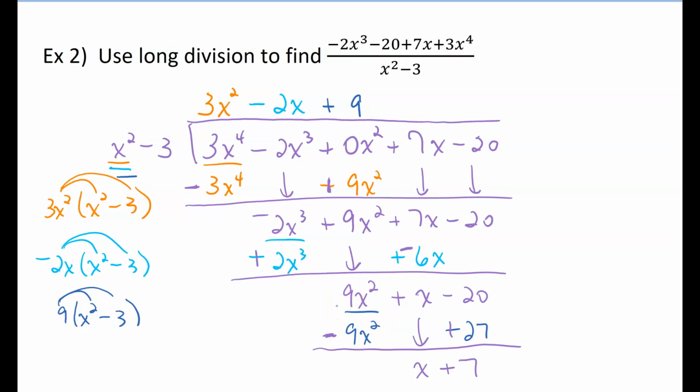Now, does x squared fit into x? No, it does not. So what does that mean the x plus 7 is? That's the remainder. And so we just come right back and add it up here. It's x plus 7 all over x squared minus 3. Can we simplify that? No, this one will not simplify further.